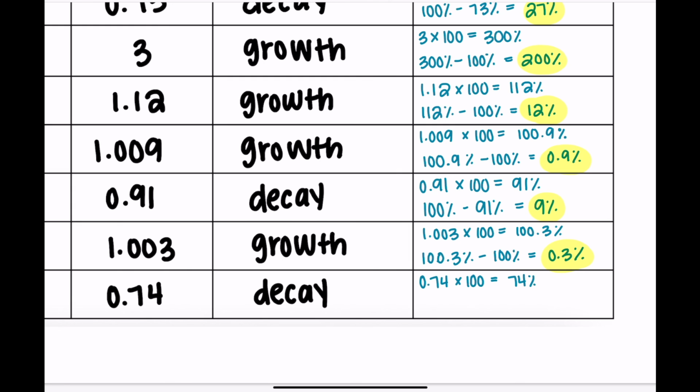So now how much less than 100% is that? So we're going to take 100% and subtract the 74% to see how much that is decaying by. So 100 minus 74 is 26. So that's a 26% decay rate.